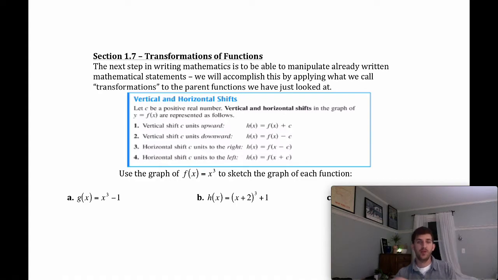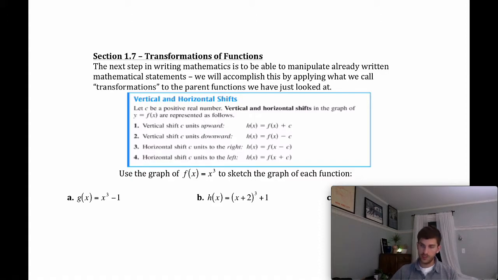1.7 Transformations of Functions. This is hopefully a refresher from stuff that we did back in Algebra 2. So the next step in writing mathematics is to be able to manipulate those parent functions that we talked about. So manipulating them by shifting them left or right, or shifting them up and down, and maybe doing some stretches and compressions. We're mostly going to focus on just some shifts right now.